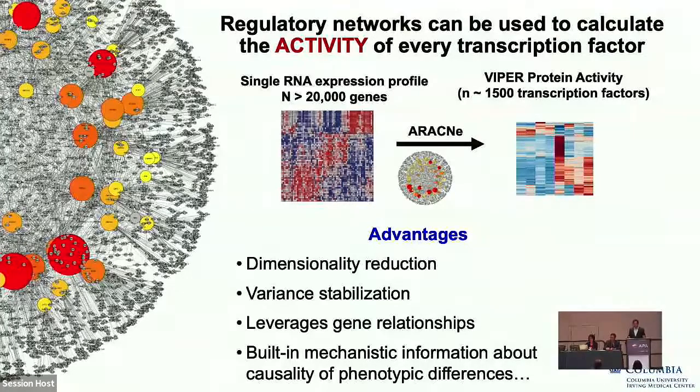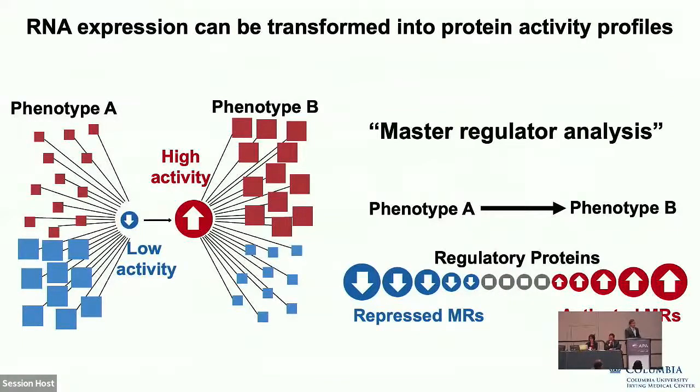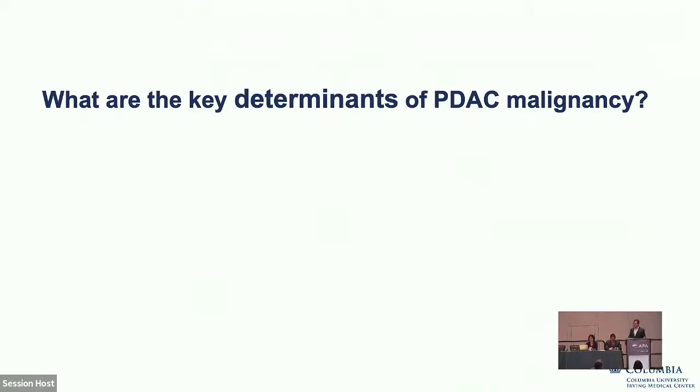I'm not going to go through it in detail, but what I will say is, as a biologist, what this means is that when we do a comparison between two groups of samples, we get built-in mechanism. And that's something that has been sorely lacking in differential gene expression analysis since its inception. Transcription factors drive phenotypes. That's what we know from biology. And so now we can perform what we call master regulator analysis, where we take profiles that represent two different phenotypes, a transition between two phenotypes. We ask, what are the transcription factors whose activity is most upregulated or downregulated as you go from phenotype A to phenotype B? And we can use that to now ask this question: what are the key determinants of PDAC malignancy?